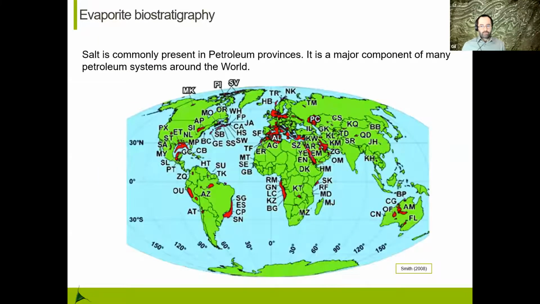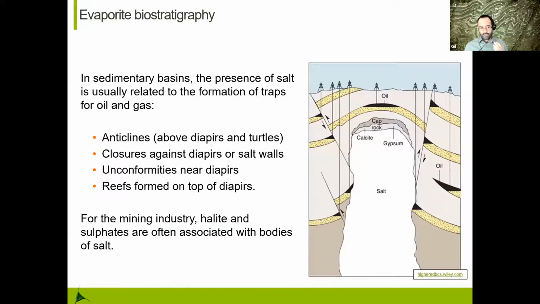This is not new for those of you who work with salt basins. This is a map which is shown very frequently. Salt is commonly present in many petroleum provinces around the world, and it's a main component of the petroleum systems. It's important for trap formation, and this is just an example of the many types of traps that can be formed when you have mobile salt.